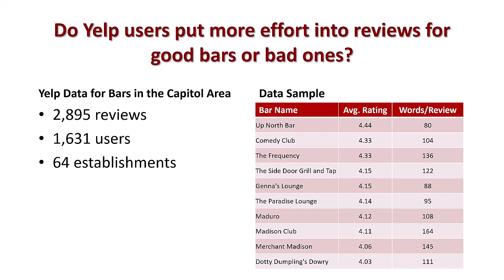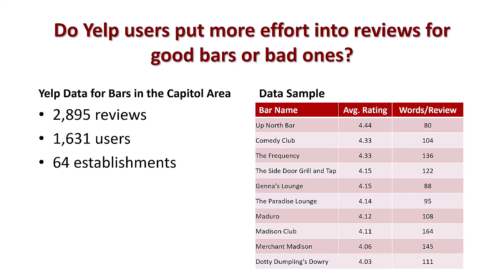To learn about these, we are going to use some data from Yelp.com, and we're going to ask a very straightforward question. Do users put more effort into writing reviews for good bars or for bad ones? Here, we are going to measure the effort that a user puts in as the average number of words per review for that bar. So if a review has a lot of words, we consider that the user put a lot of effort into writing the review.